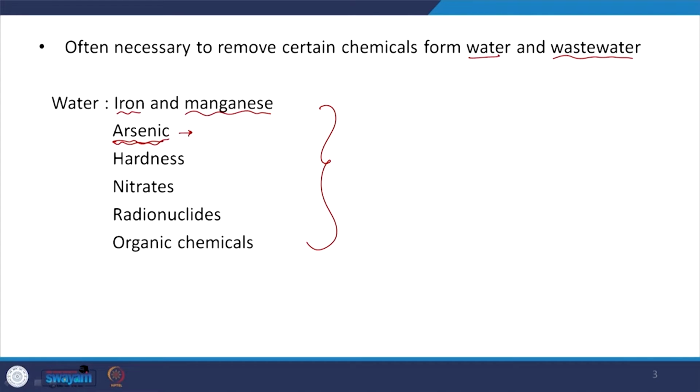So this depends upon, and the need for removal depends upon, where you are living in India. Hardness, quite a few places in India are affected. Nitrates too. Radionuclides, not very much. Organic chemicals, nowadays we see that the requirement to remove them is increasing day by day, with different kinds of stresses on the surface water bodies.